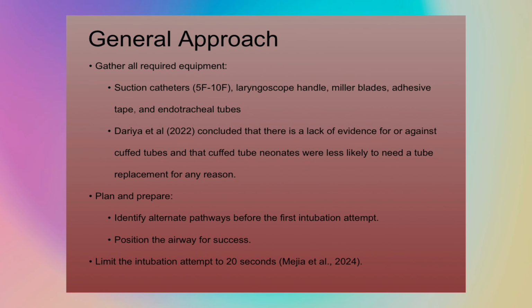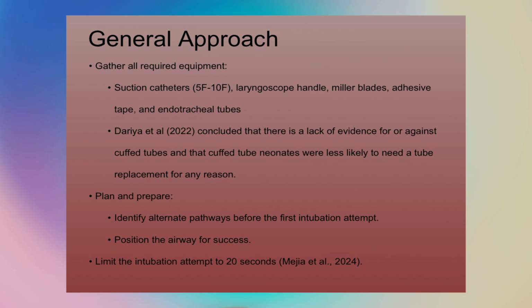So, Daria et al. in 2022 concluded that there's a lack of evidence for or against cuffed tubes, and that cuffed tube neonates were less likely to need tube replacement for any reason. So, really, what that means for us as providers is that uncuffed or cuffed tubes, there's really no definitive evidence for or against either one. So, utilize what you have available and have additional sizes should you encounter any difficulties. When selecting your ET tubes, you'll need sizes 2.5 to 4. If your newborn is before 28 weeks, utilize a 2.5 size ET tube, and if the newborn is born after 35 weeks, utilize a 4.0 ET tube.